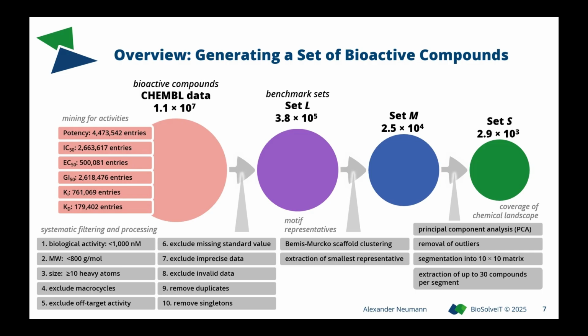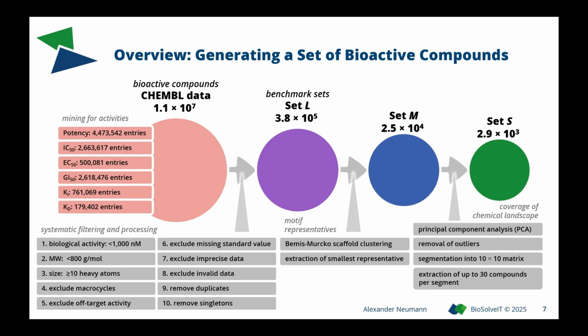The subsequent steps, basically anything from 6 to 10, was a cleanup of data. Sometimes entries were just kind of like more than or far less than 1 nanomolar or something, which is not extremely precise. Duplicates were removed and so on and so forth. And after we did the whole systematic filtering and processing, we ended up with set L of our benchmark sets. So we actually decided to have 3 different sizes, each that can be used in different areas of computational chemistry based on how much computational power you have on hand.